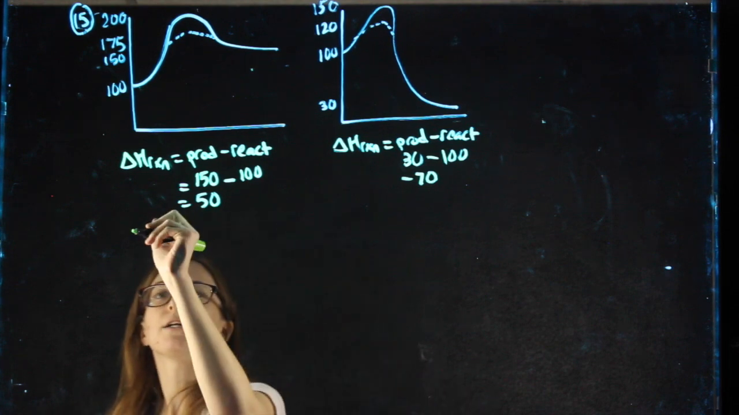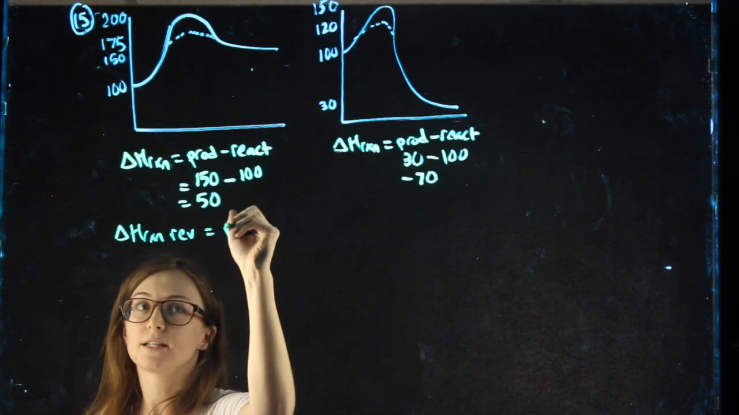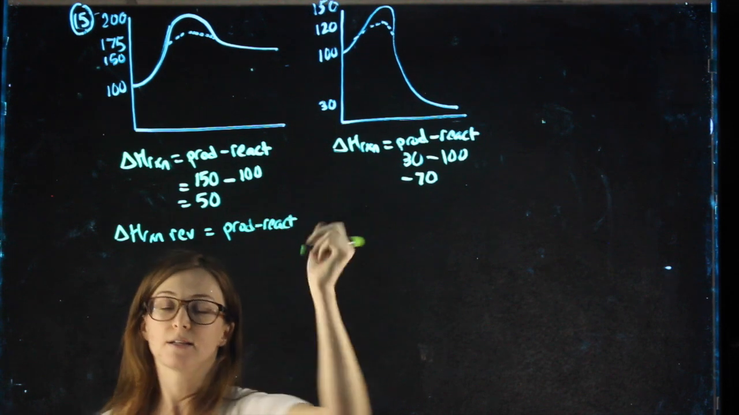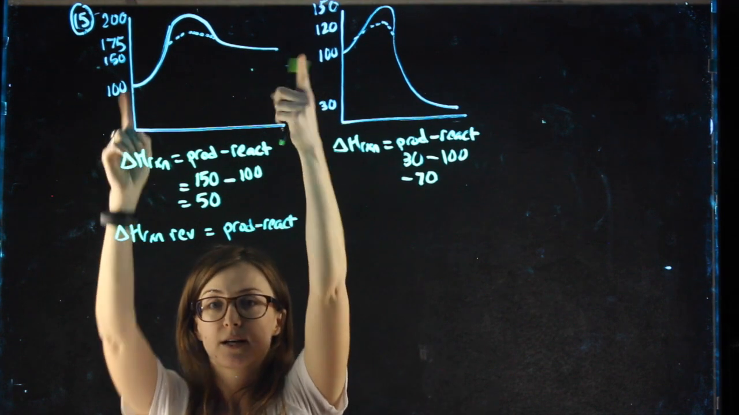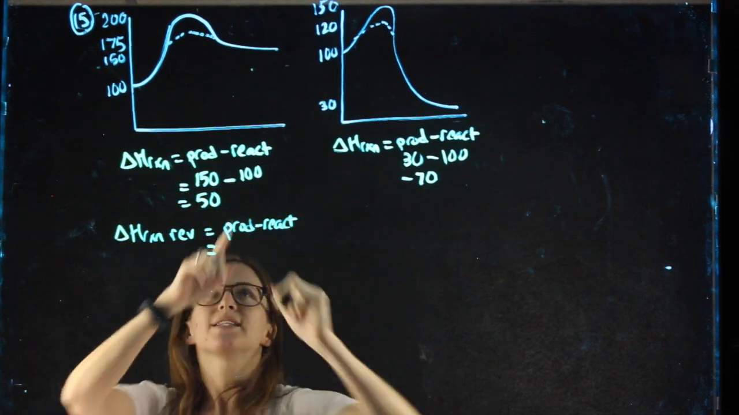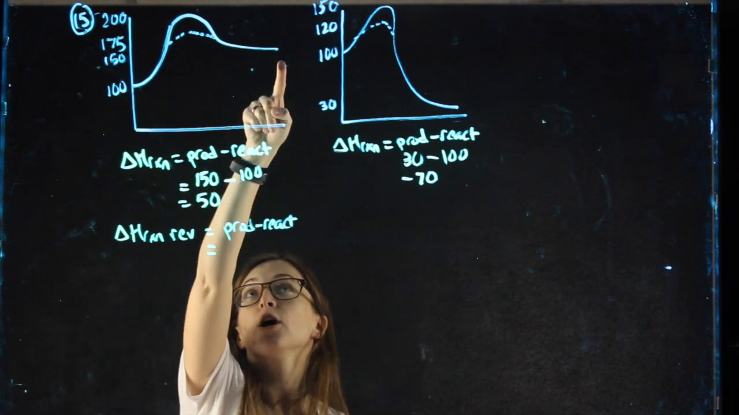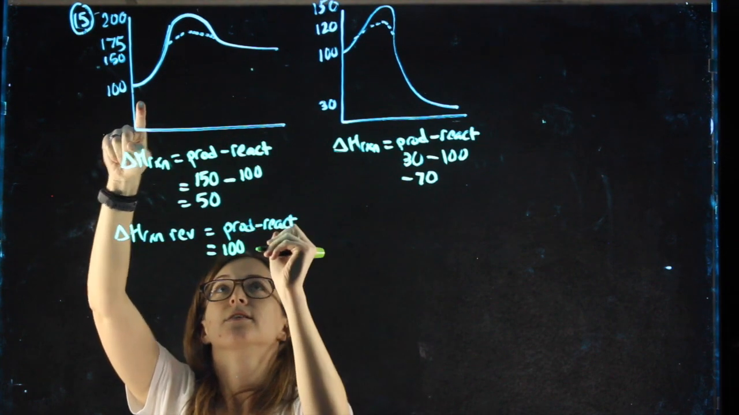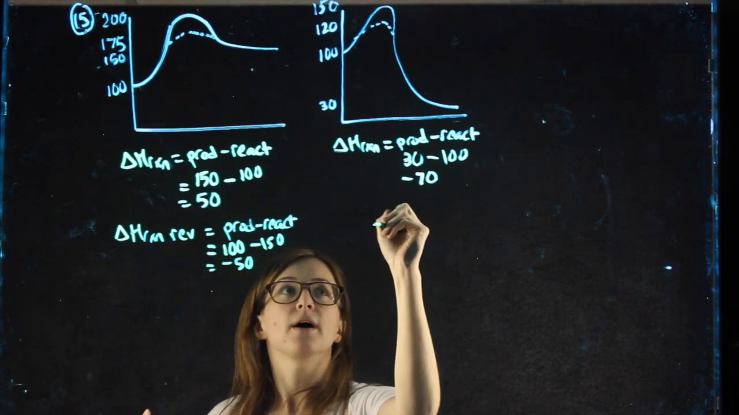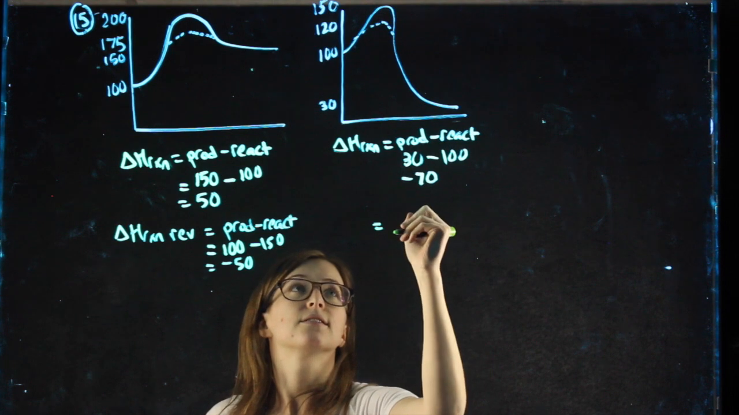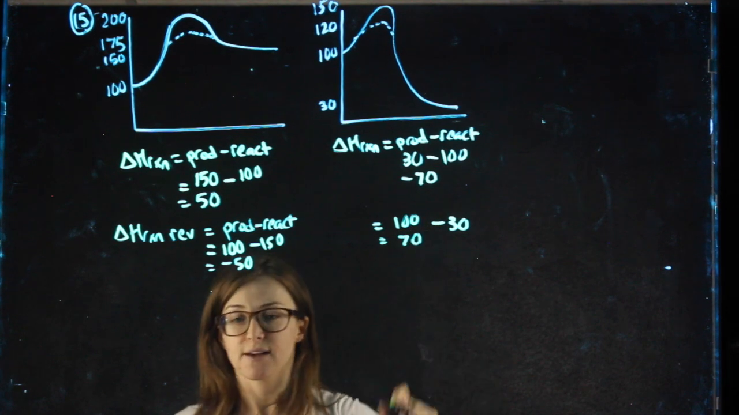The next question is heat of reaction reverse. Now, heat of reaction reverse is still products minus reactants. What the reverse tells me is that instead of these being my reactants and these my products, I've relabeled them. So it's like I'm approaching the graph from this end, in which case, if I'm starting here and ending there, those are my products, those are my reactants, I get negative 50. For this one, those are now my reactants, those are now my products, I get positive 70.